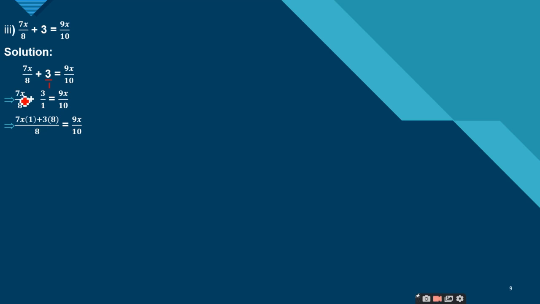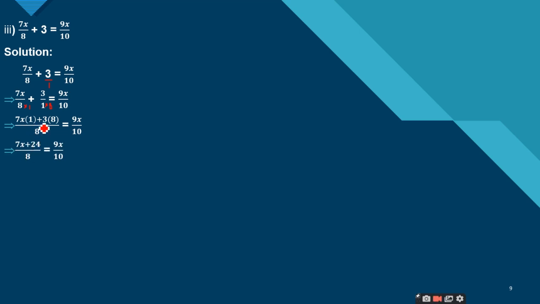Now here we have 8, which means that we multiply this 8 by 1 and we multiply this 1 by 8. So we got the answer of the LCM. So we have to multiply 7x by 1 and 3 by 8 also. So 7x multiplied by 1 plus 3 multiplied by 8 is equal to 9x upon 10.